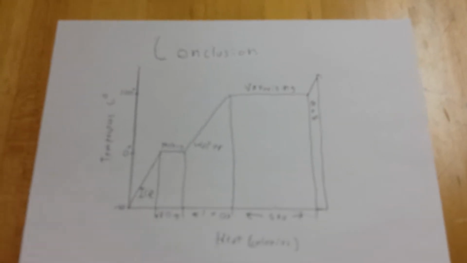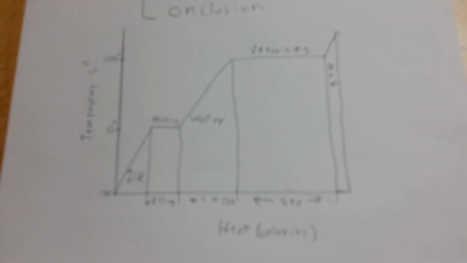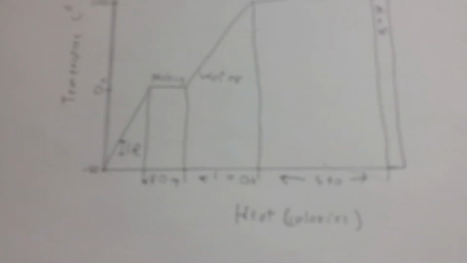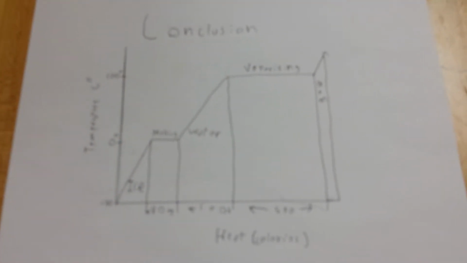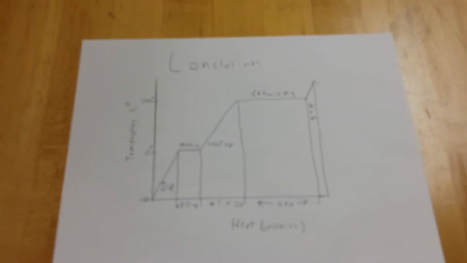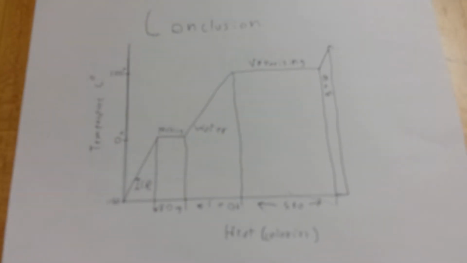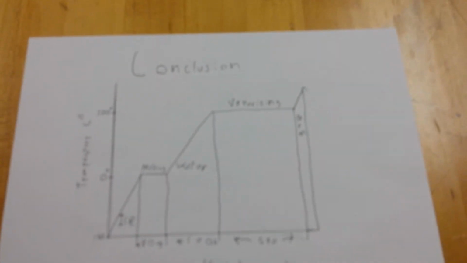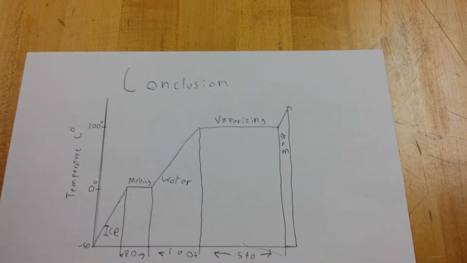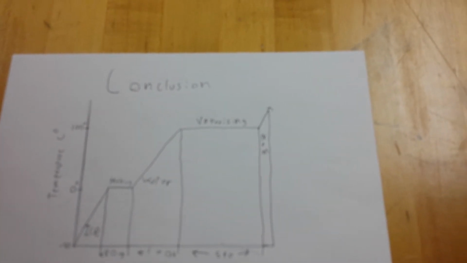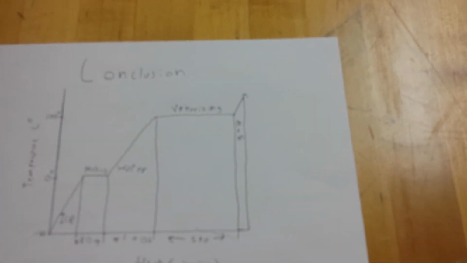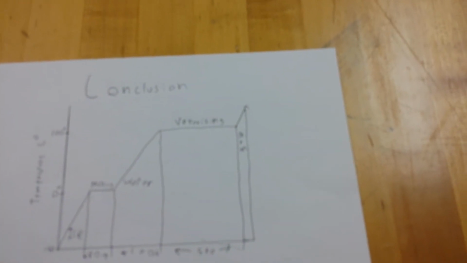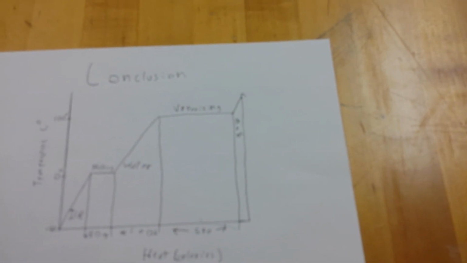Here we have, in conclusion, a graph of the changes of the phases of matter. This is through water, so we have ice at negative 50 degrees Celsius, going up to 0 degrees Celsius, where it begins to melt and becomes water. And as the water heats up to about 100 degrees Celsius, it'll vaporize and become steam, where the steam is above 100 degrees Celsius, or over 540 calories of heat.